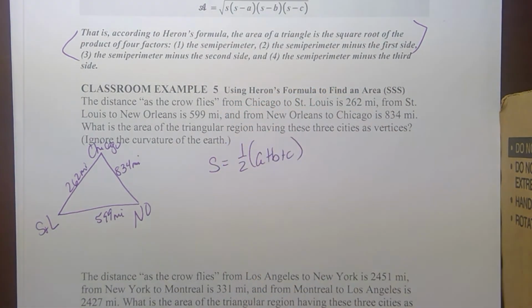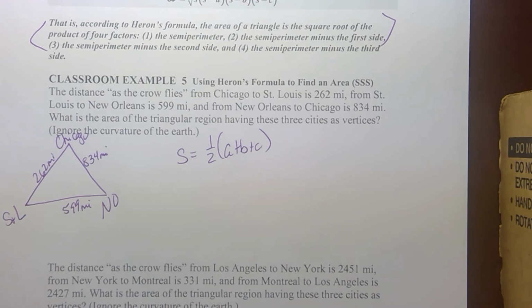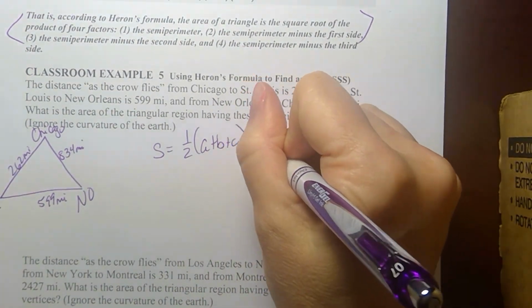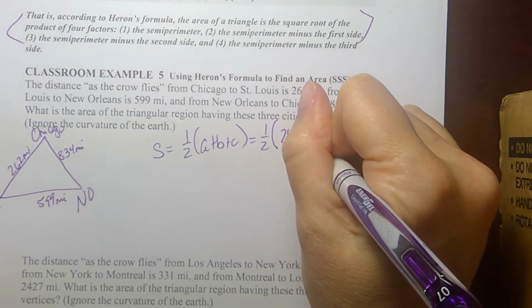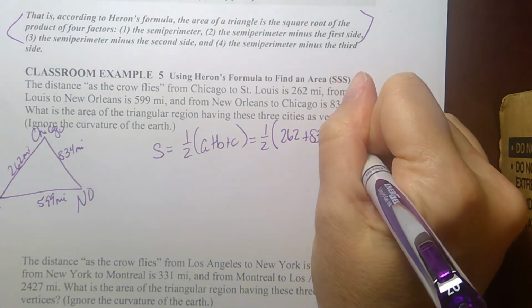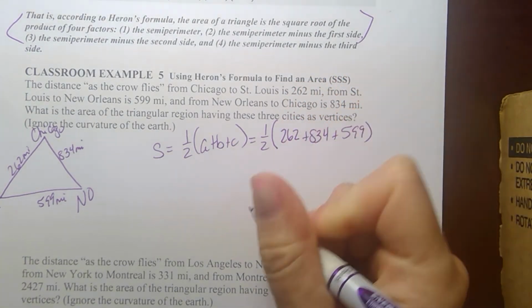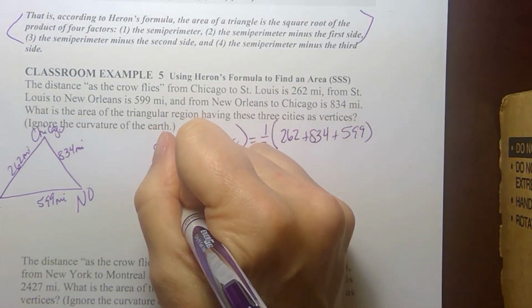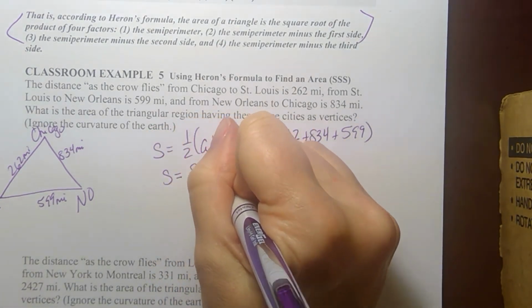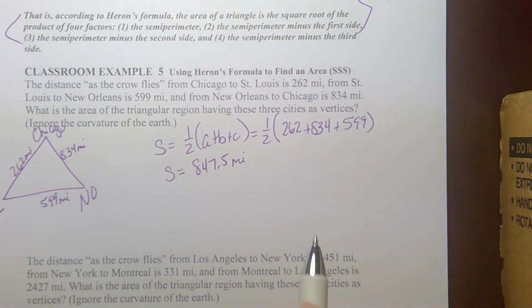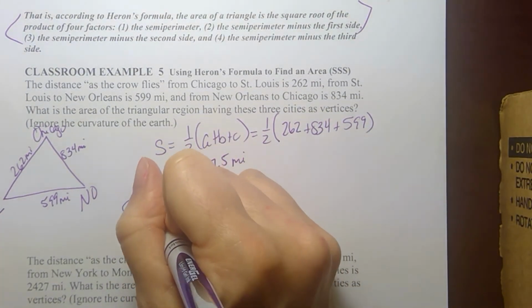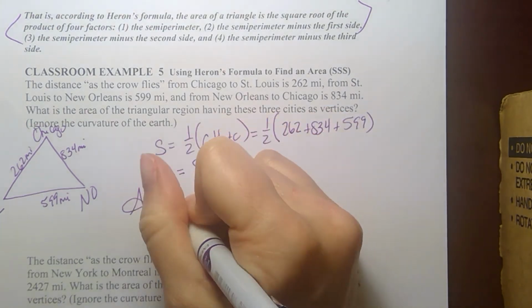To find the area, I first need to know the semiperimeter, which is half of the perimeter, A plus B plus C. So I add up the three side lengths and I divide it by 2 or multiply by a half, however you prefer to set that up. And I get a semiperimeter value of 847.5 miles.